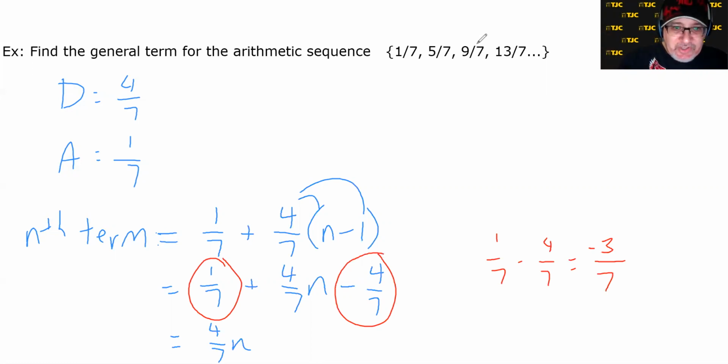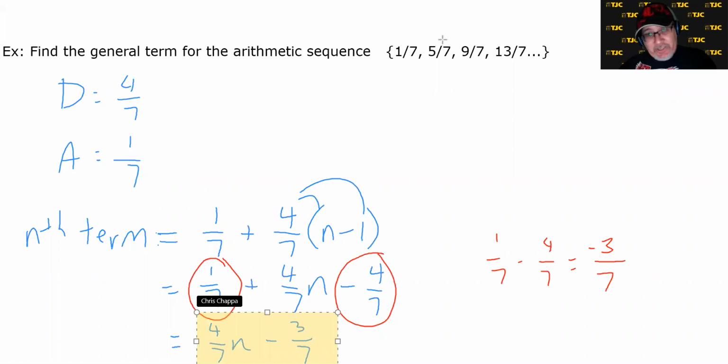So we have 4/7 n minus 3/7, and that would be our final answer to this problem. And now, if I wanted to, I could ask you any position in the sequence. Like I could ask you, what is the 100th position in the sequence? Well, since I opened up that can of worms, let's go ahead and do it.